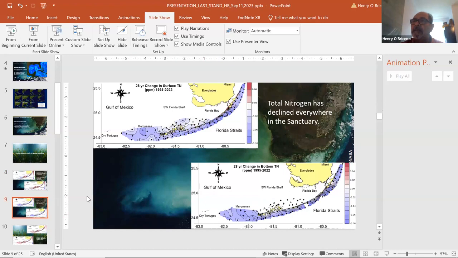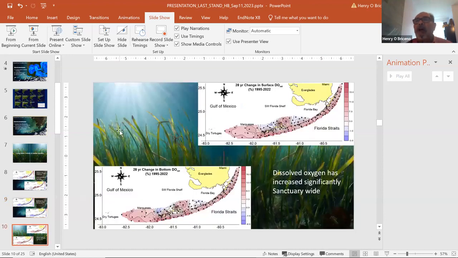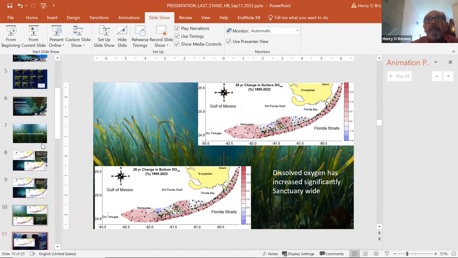Nitrogen has been declining, and carbon has also been declining, a very similar pattern to the one we have with nitrogen, and that has to do with the contribution from the Everglades and Florida Bay. And then we have dissolved oxygen. Dissolved oxygen has been increasing almost everywhere, so that's a positive sign. At least we have good news with oxygen, both in surface waters and bottom waters.